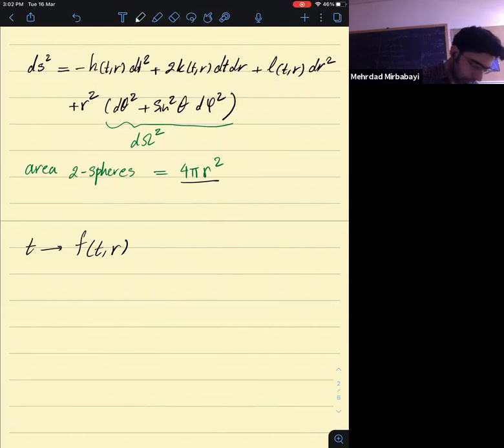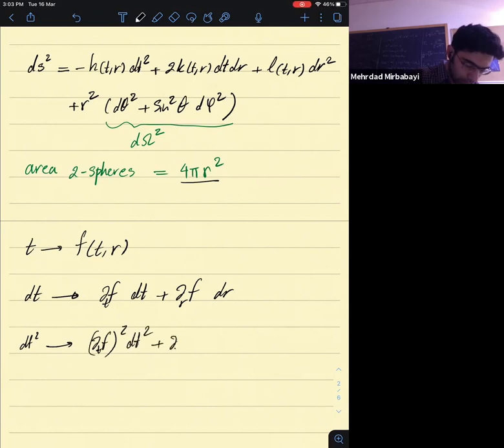So how do we do that? If I make this replacement, then what happens is that dt goes to dt of f times dt plus dr of f times dr. So I'm not dropping the arguments of f. And therefore, dt squared goes to dt of f squared dt squared plus dr of f squared dr squared plus twice dt of f dr of f dt dr, right?